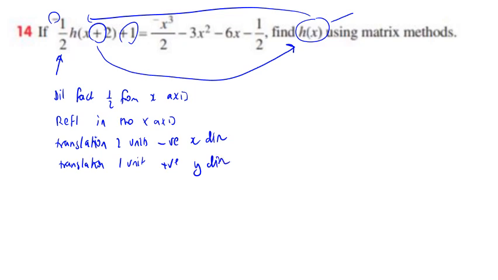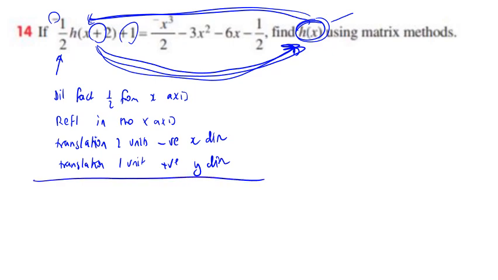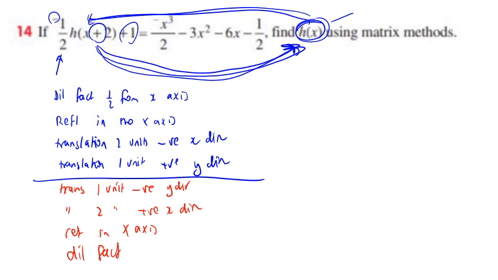Now, because we're not talking about going from hx to there, and we are talking about going from there to there, the way to get back along this track here is to follow the opposite steps in the opposite order. So I'm just going to change colour here if I can. The opposite steps are going to be translation of 1 unit in the negative y direction. It's going to be a translation 2 units in the positive x direction. It's going to be still a reflection in the x-axis. However, the dilation, instead of that being half, is going to be 2. So we have dilation factor 2 from the x-axis.